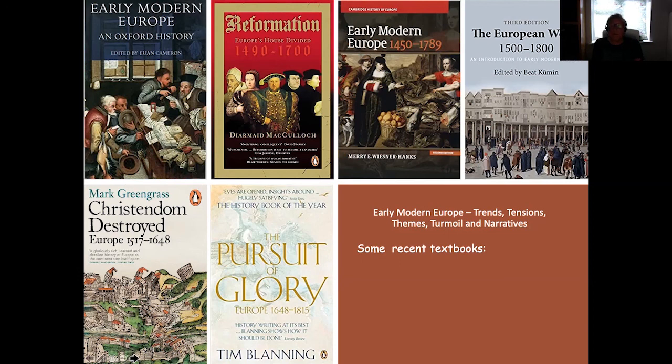The European World at the top, by Bayerlein, is basically the A223 textbook. And then there's also a reference in the course to Wiesner-Hanks's book, but you can also get Euan Cameron. I put in Reformation because it is so central, which again is a Penguin book. But if you're looking immediately for some books to look at, they're not so little, they're often quite thick. These are them. So that's it. I'll finish now.